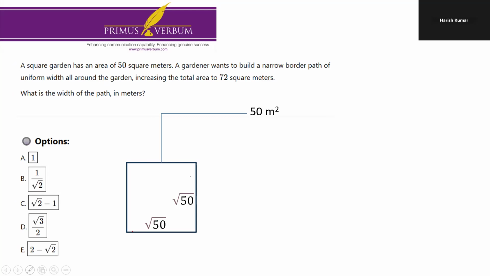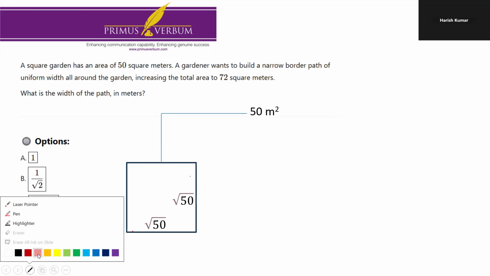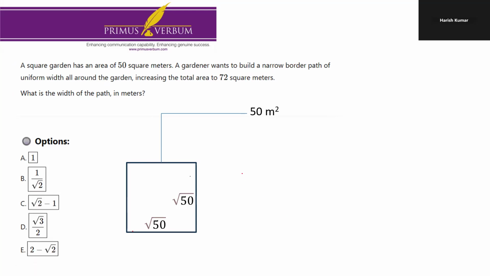And why is that so? It's because the area of the square is given by length of the side into length of the side. So root 50 into root 50 is going to give us 50. So we have this information at hand.